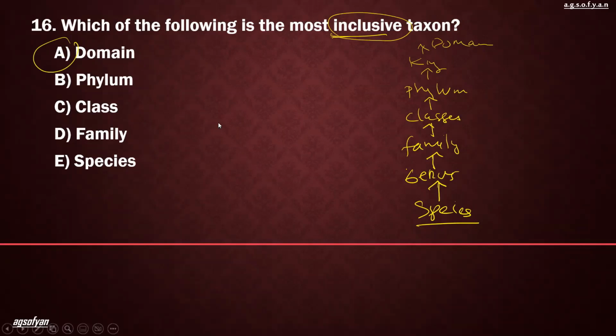If you don't have domain over here, let's say I close the domain, which one is going to be next? The next most inclusive one after domain?